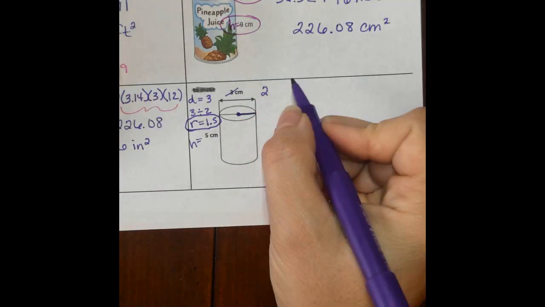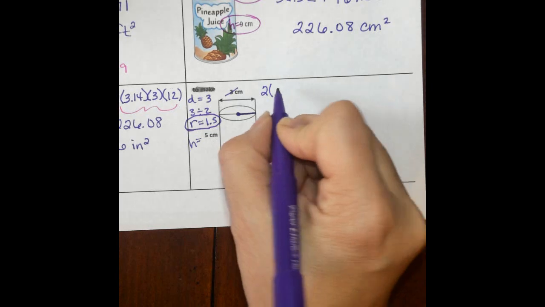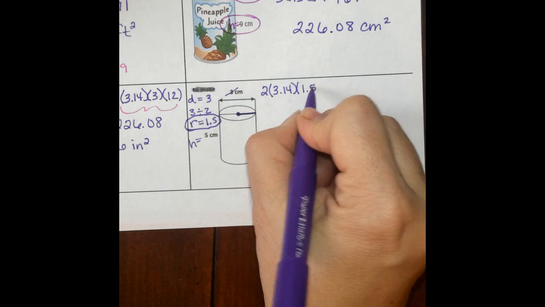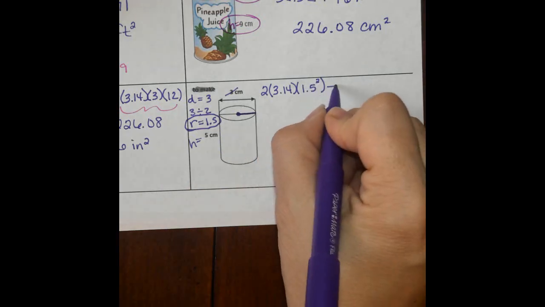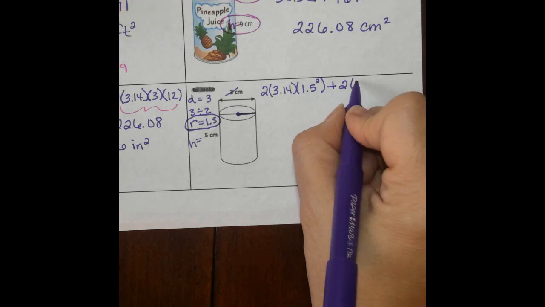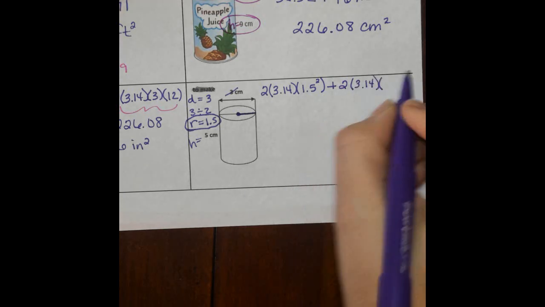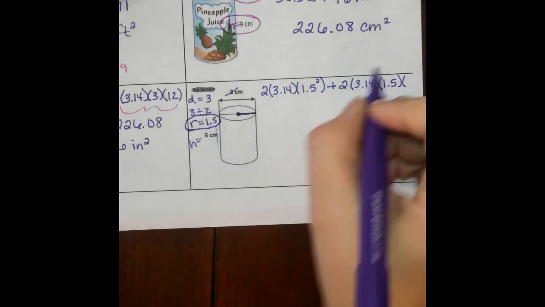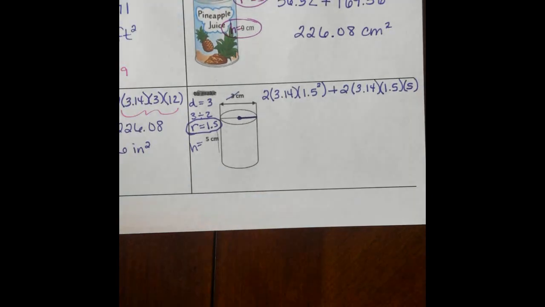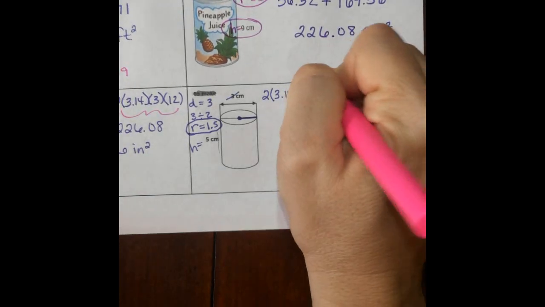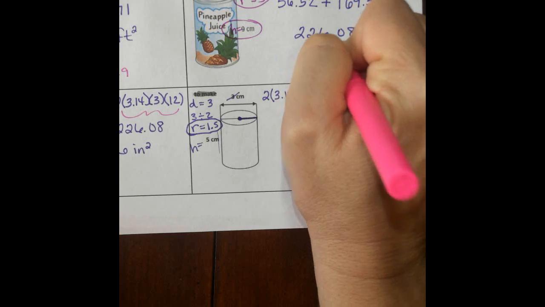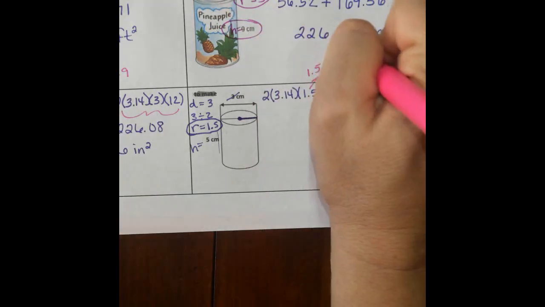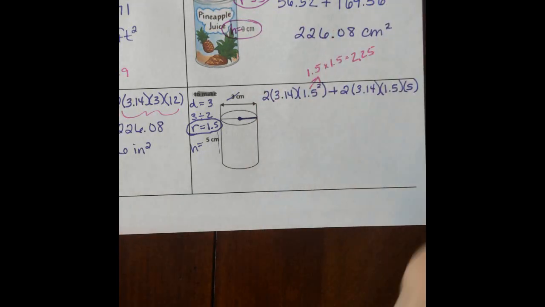Okay, so 2 times 3.14 times the radius, 1.5, squared, plus 2 times 3.14 times 1.5 times our height, which we said was 5. So again, 1.5 squared is 1.5 times 1.5, which is 2.25, or 2 and 25 hundredths.